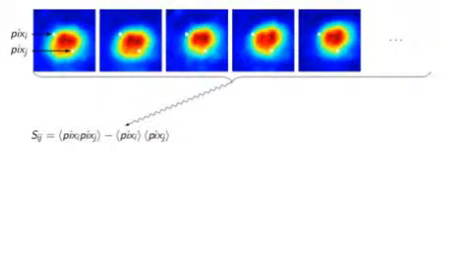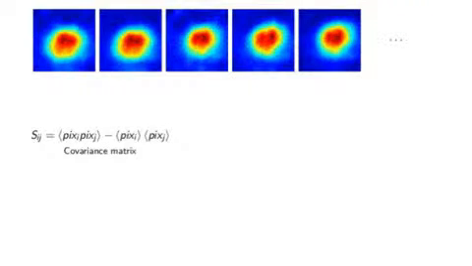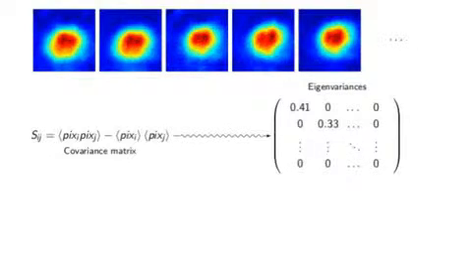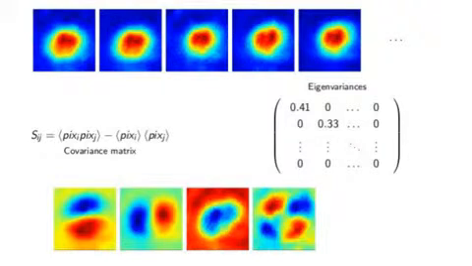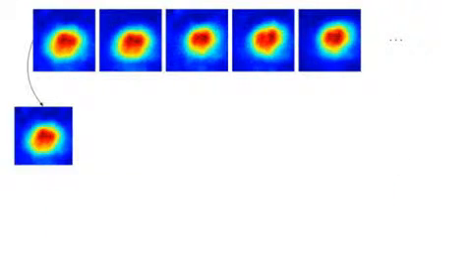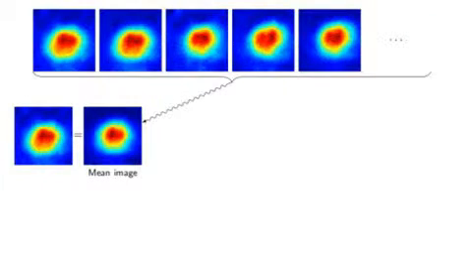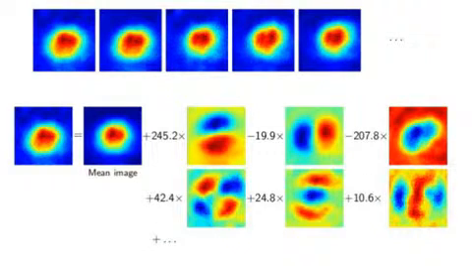PCA proceeds as follows. We first compute the correlation over the entire set of images between two pixels i and j. The covariance matrix elements are the resulting values S_ij. We then diagonalize this matrix. The first few eigenvalues account for most of the variance of the full initial sample. The corresponding eigenvectors are images called the principal components. Each image of the initial sample can be recovered as a linear combination of the mean image and the first few components, which are statistically independent.